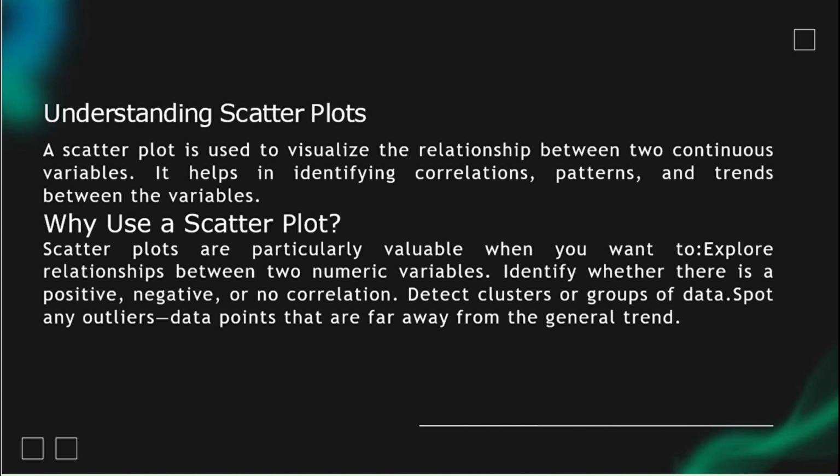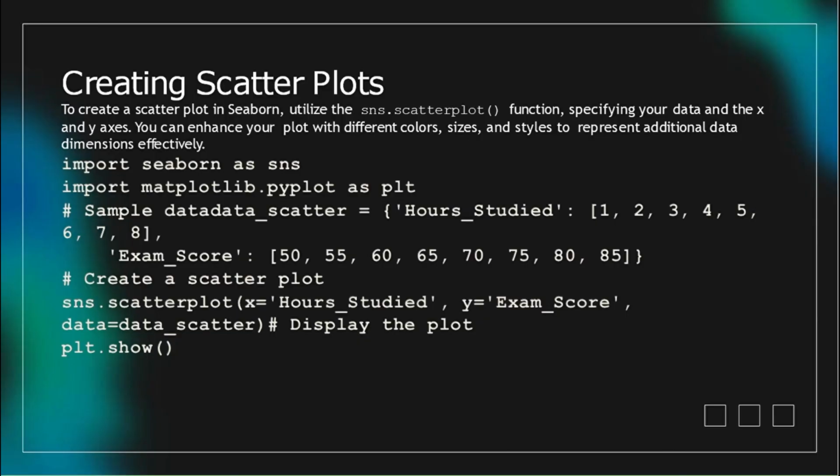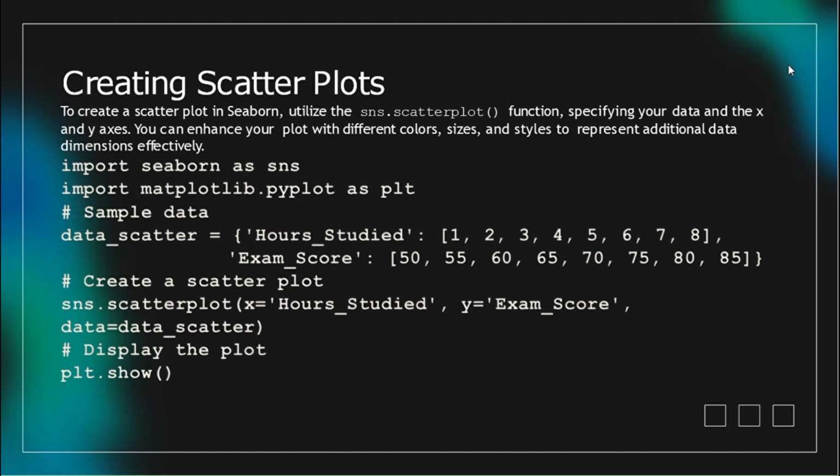So now we will look at how to create a scatter plot in Seaborn. Seaborn's scatter plot function makes it easy to create these plots. Here we can see in this example, we import Seaborn for creating the plot and matplotlib to display it, as we have discussed in line plots also. Then we create a simple dataset with two variables, hours studied and exam score. Each observation represents a student's hours studied and their corresponding exam score.